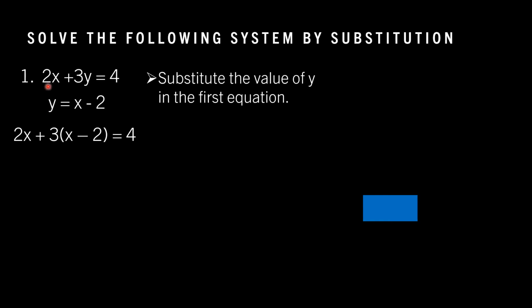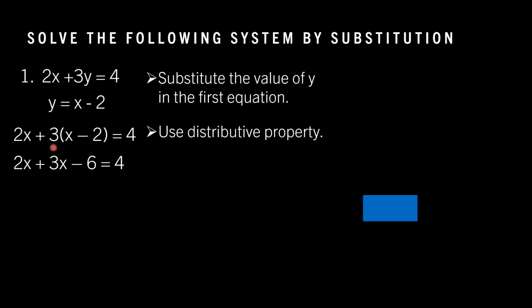So ayan, just copy 2x plus, then 3, copy, then we have y instead of y. The value of y is x minus 2, is equal to 4. Now, I can solve for the value of x, or pwede ko munang i-combine na yung x. Pero bago yan, distribute ko muna ito. Distributive property, copy 2x, and then 3 times x, that is 3x, and 3 times negative 2, that is negative 6, is equal to 4.